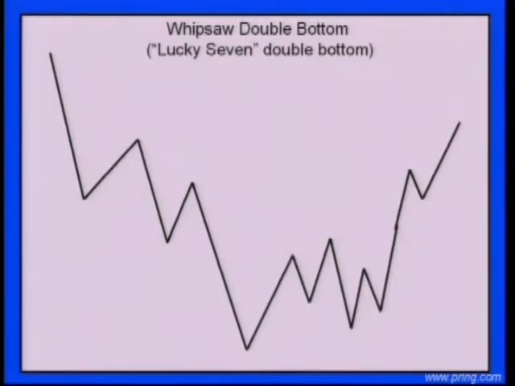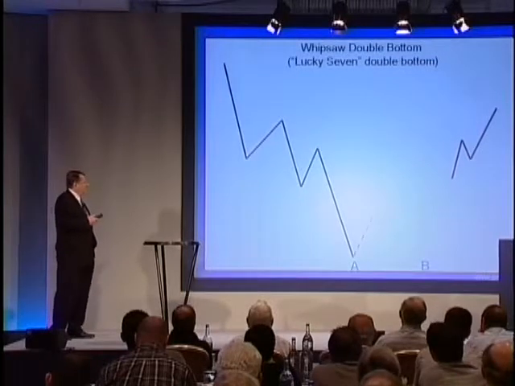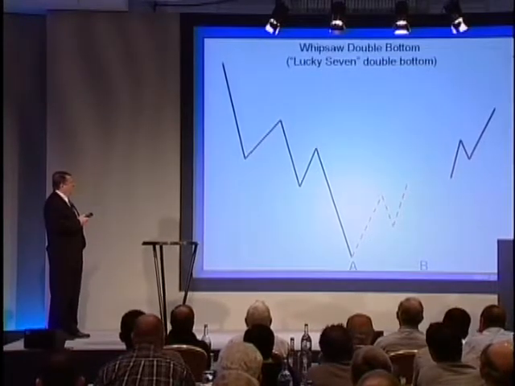Finally, of the double bottom formations, we can look at what I call the whipsaw double bottom, or the lucky seven. We get a bottom here and a bottom there. Now we're looking at the waves of how this bottom is formed. So we take that away and just look at what's happening here. What we have is a 1, 2, 3.